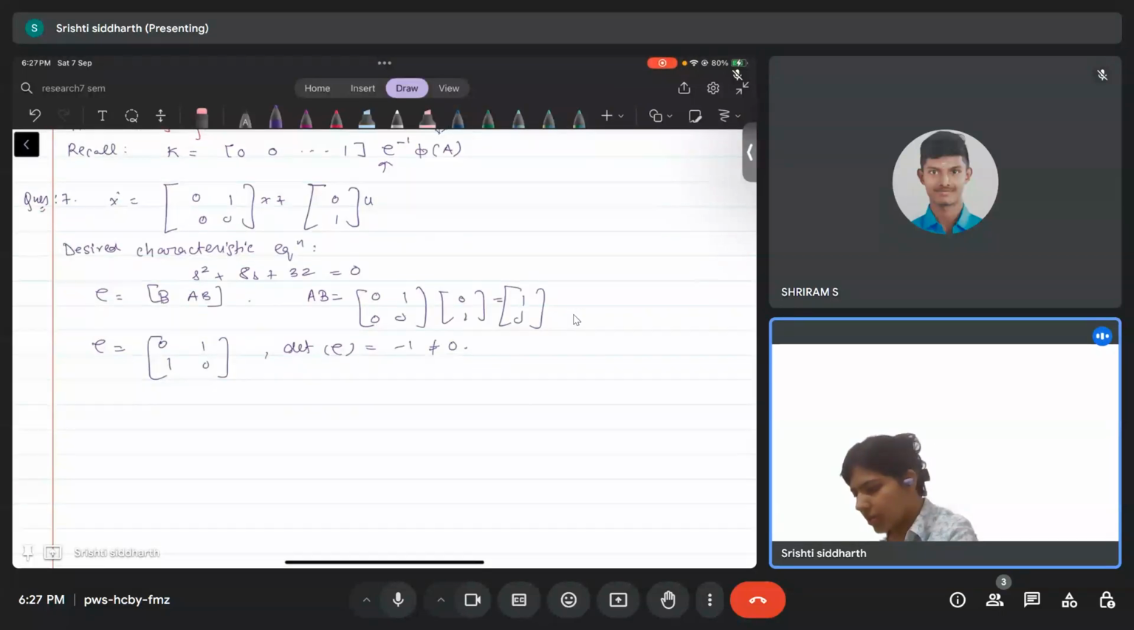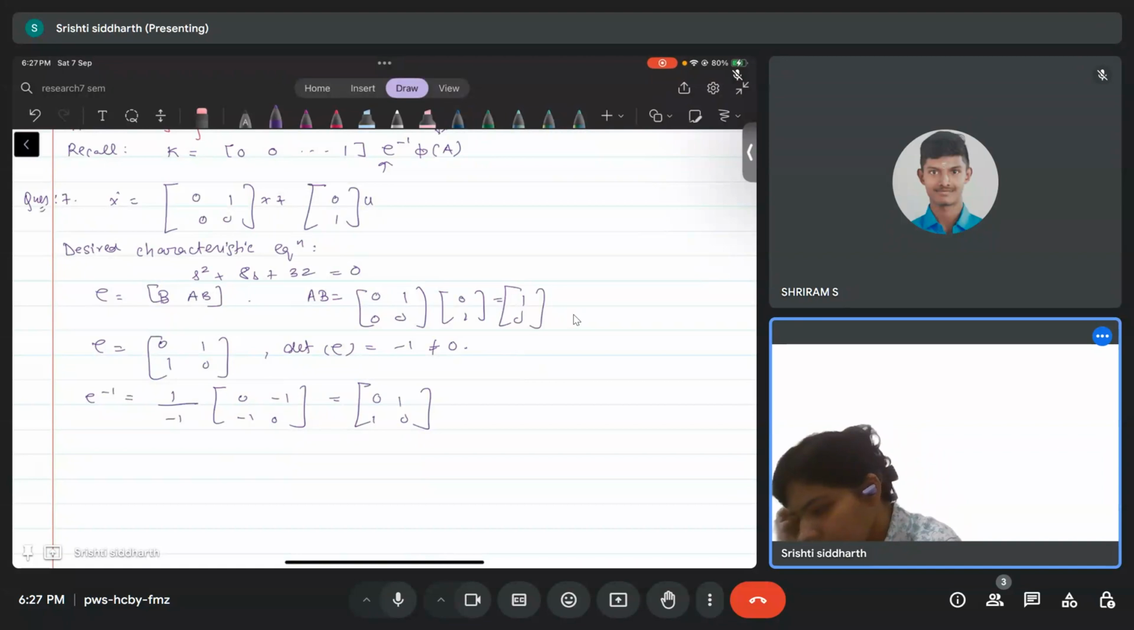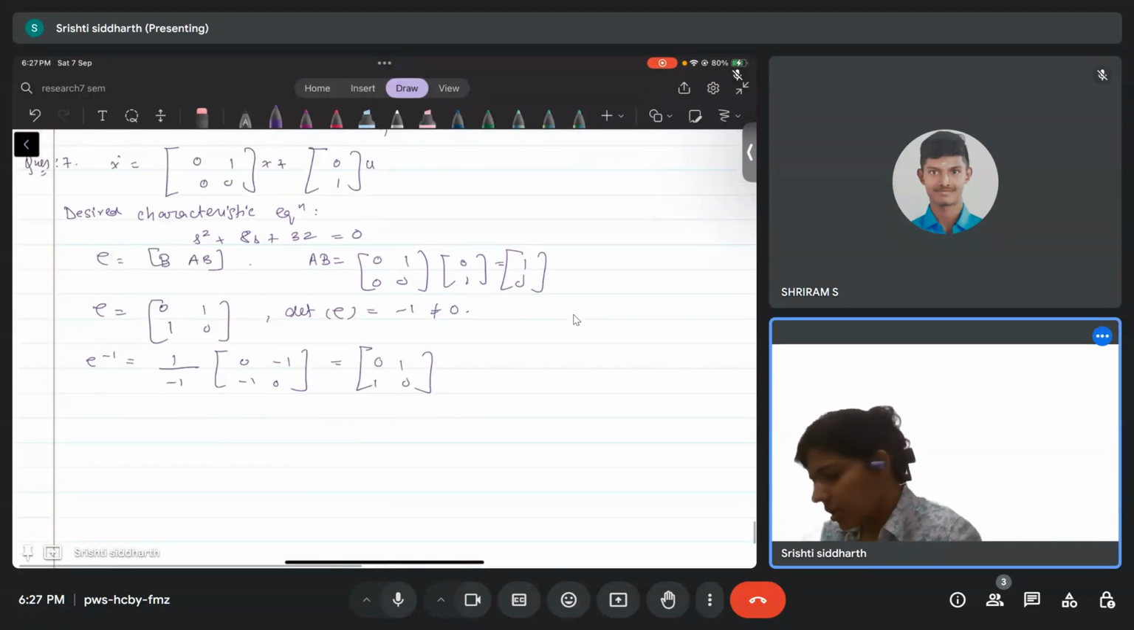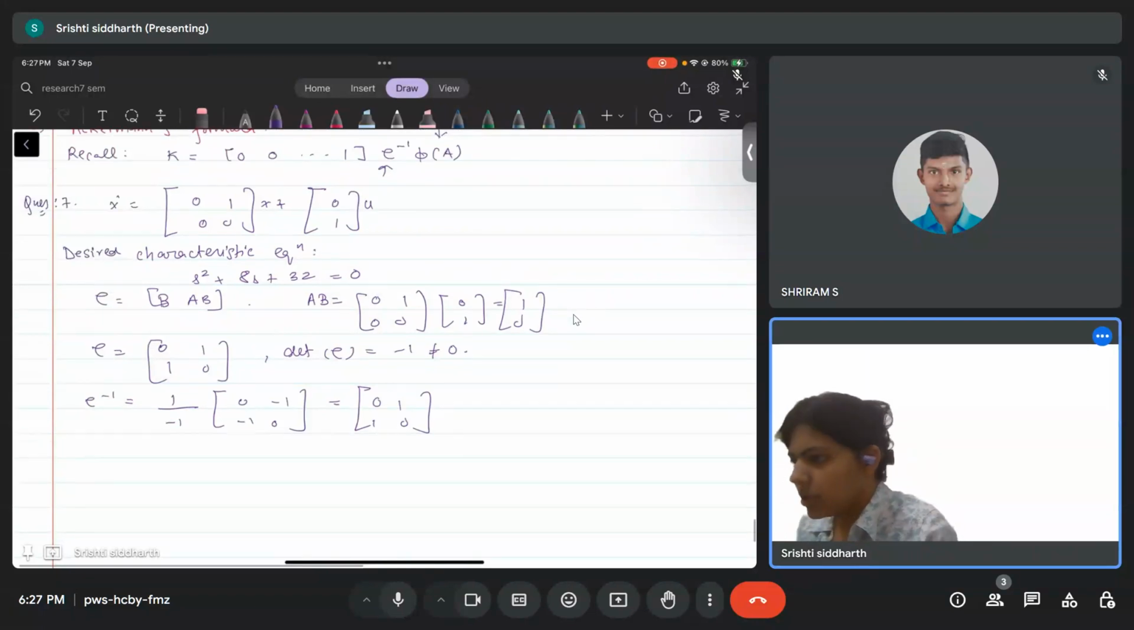So this pair is controllable. We can find the inverse, and the inverse is simply 1 upon the determinant of C. You interchange these and change their sign. So [0 1; 1 0]. Okay, so we know what C inverse is. Now we need to find the characteristic polynomial.